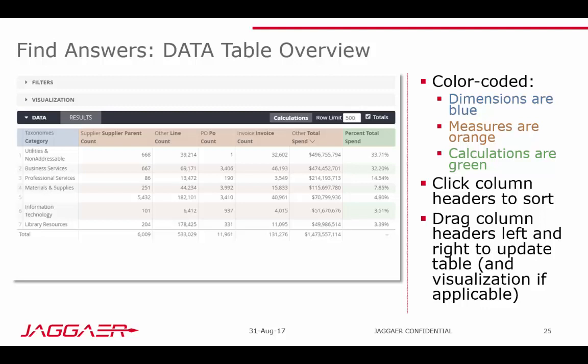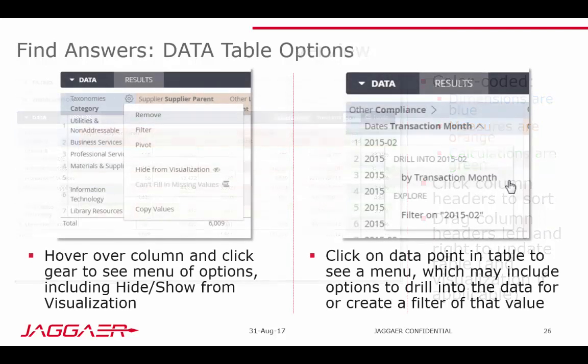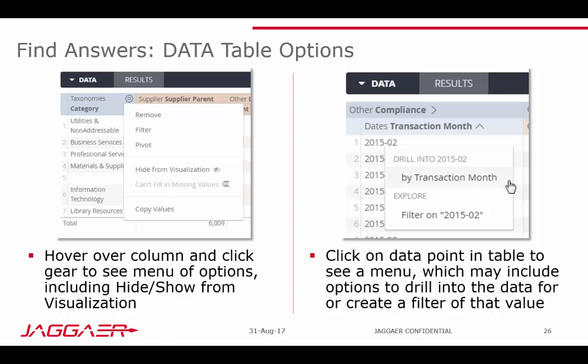You can drag the column headers left and right to update the table and the visualization, if you're using a visualization type that depends on it. If you hover over any column header, click the gear icon to see a menu of options, including hide or show from the visualization, which is helpful if you want to see it in the data table and you want it to be included in the query, but you don't need to see it in your pie chart, for example.